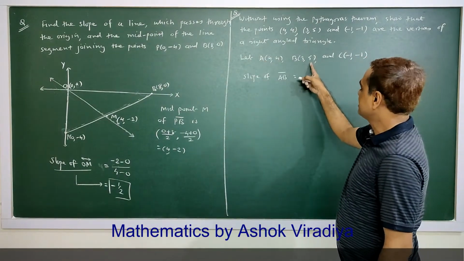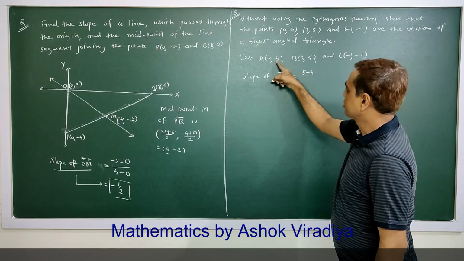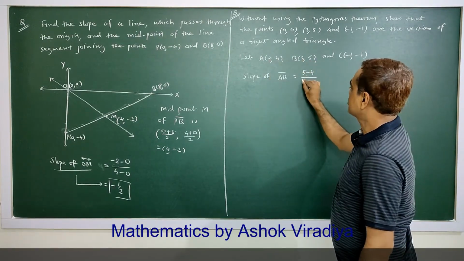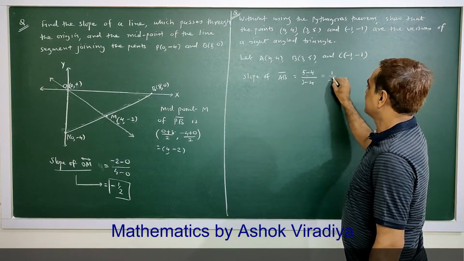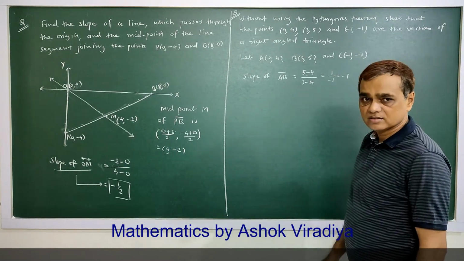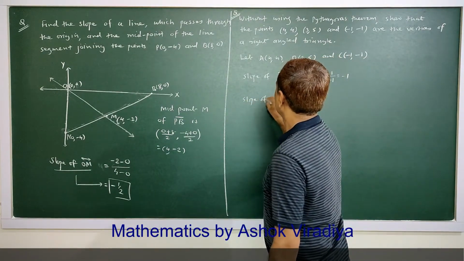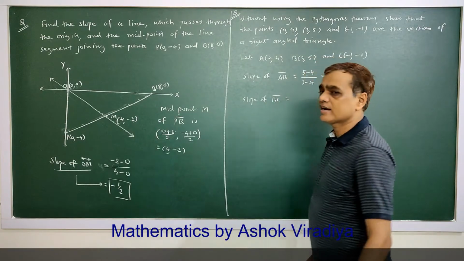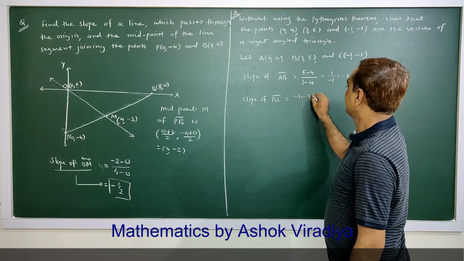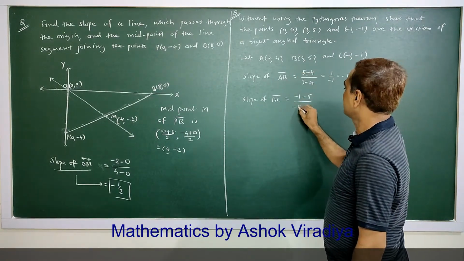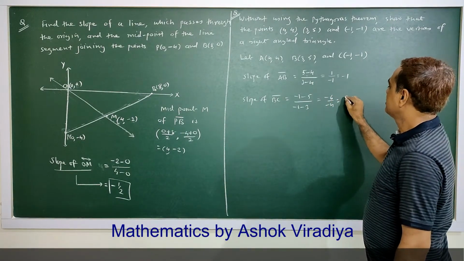Slope of line segment AB is y2 minus y1 upon x2 minus x1. So it is 1 upon minus 1, so this is minus 1. Now we find the slope of BC. Slope of line segment BC is y2 minus y1 upon x2 minus x1. So this is minus 6 by minus 4, so it is 3 by 2.